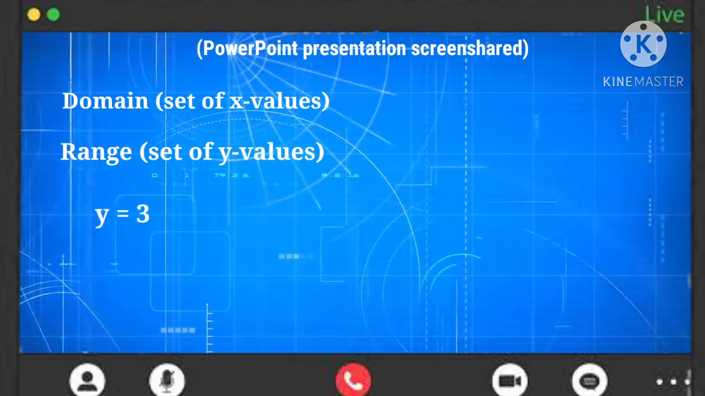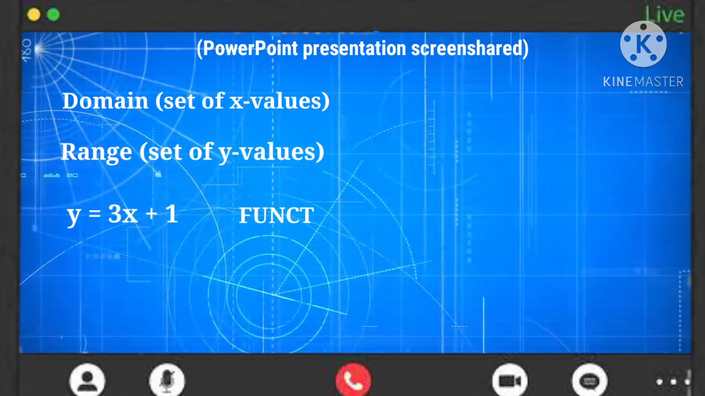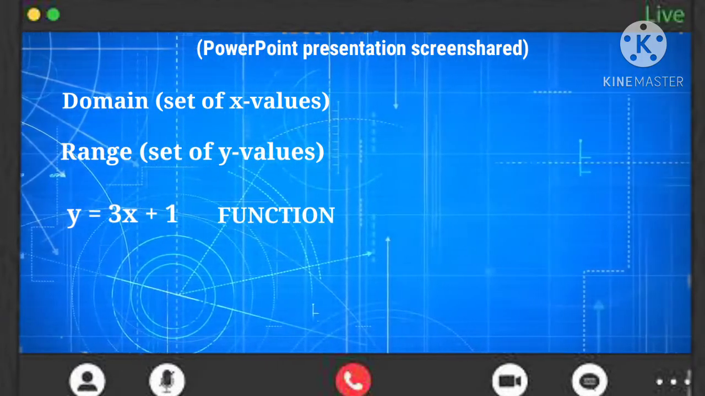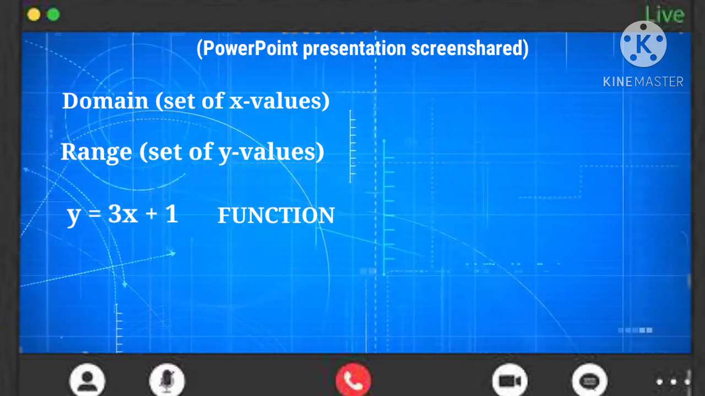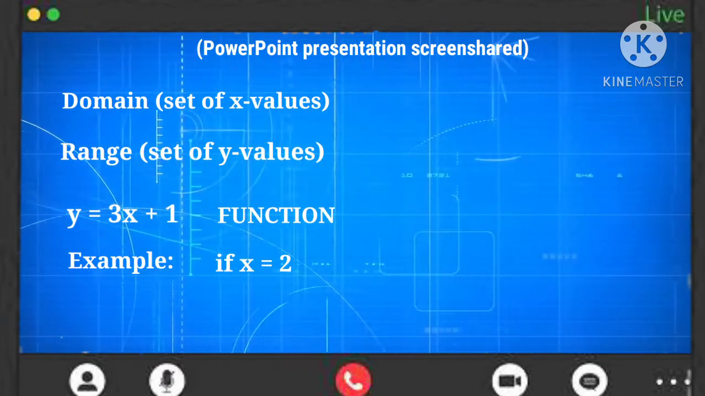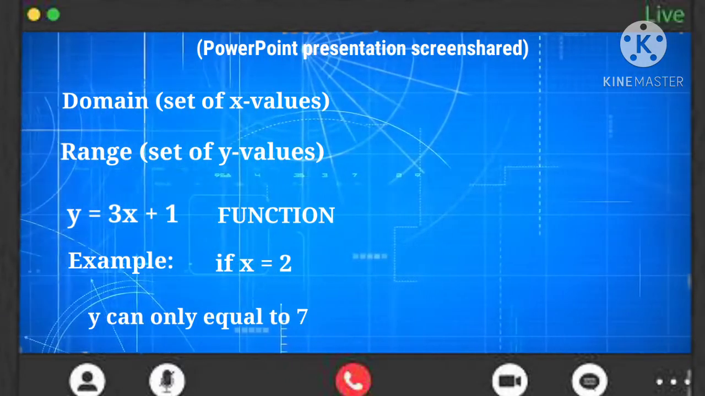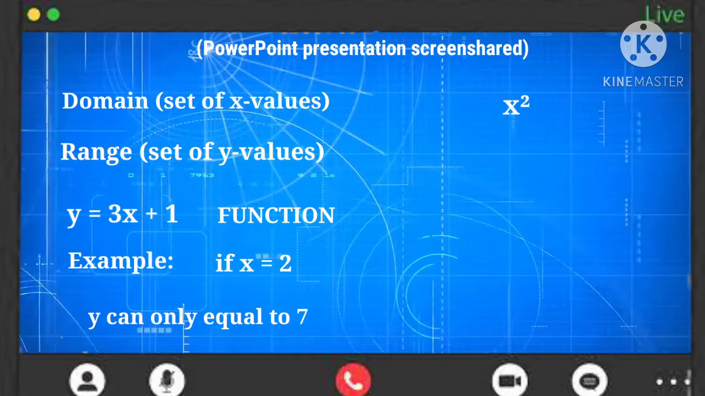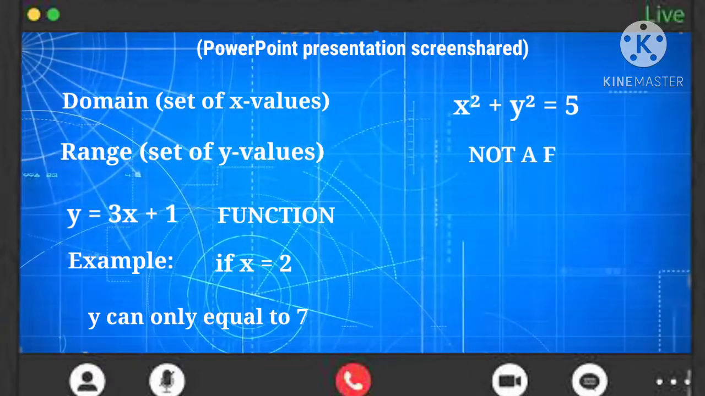So we have here y equals 3x plus 1. This is a function. For any value of x you plug in, you will get only one possible value for y. For example, if x equals 2, y can only equal 7. Another one, x squared plus y squared equals 5. This is not a function.